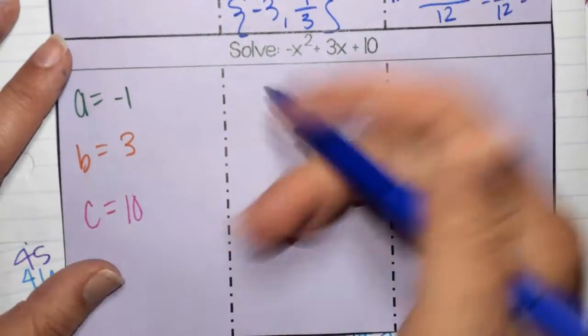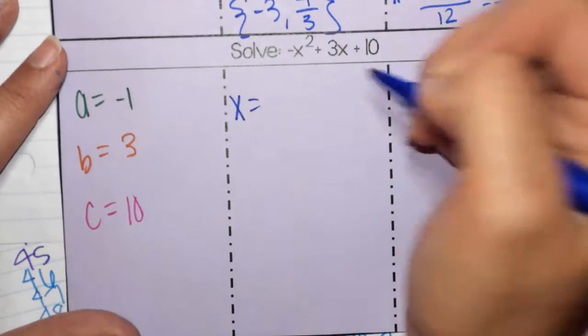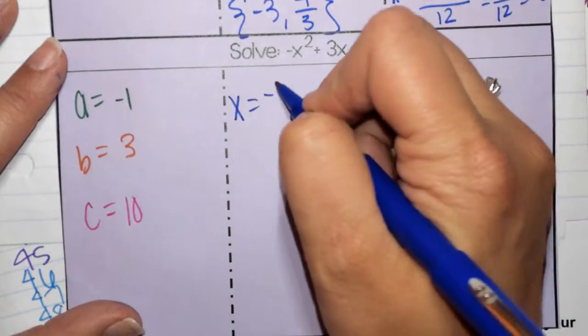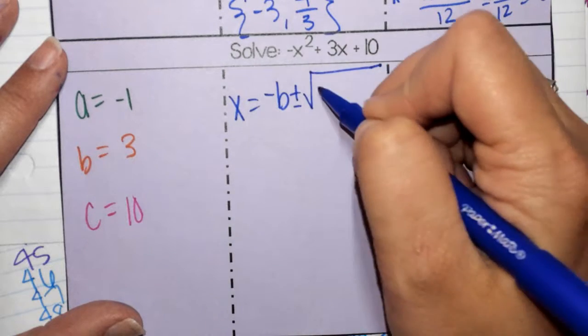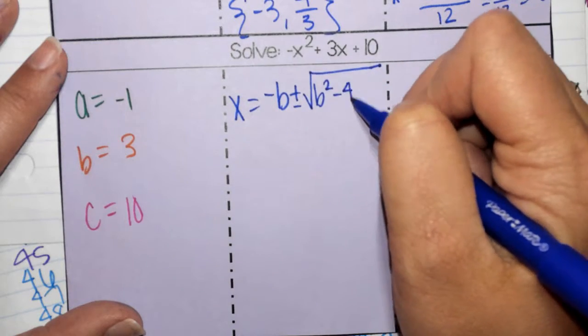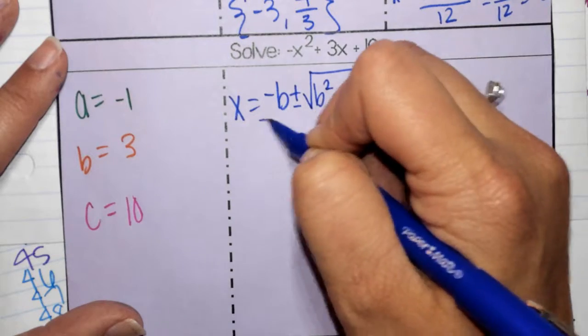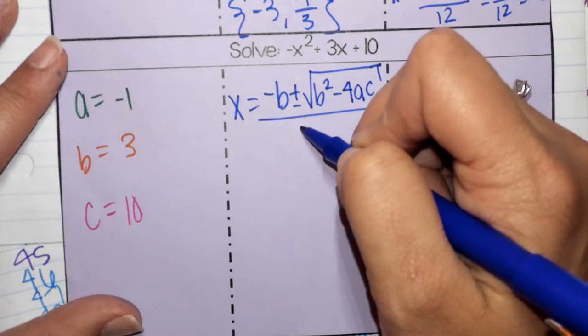All right. The quadratic formula is x equals the opposite of b, plus or minus the square root of b squared minus 4ac. Minus 4ac, not plus. All divided by 2a.